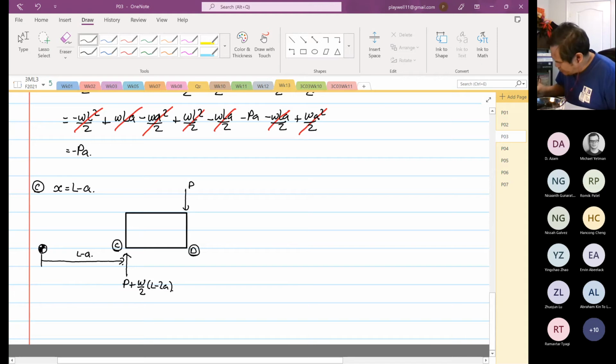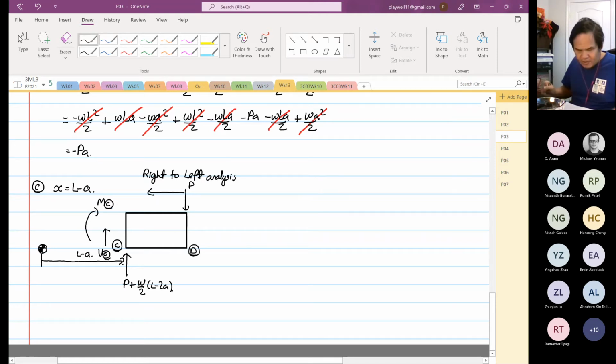So now our analysis is from right to left. So when that's the case, we change the direction of the shear force and bending moment assumption. Sorry, the direction assumption is still the same, the direction changes. So now this will be V at point C, and over here will be M at point C. Okay, you all can see the switch now, yes or no? So the distance from here to here now is A, because now we are at x equal to L minus A.